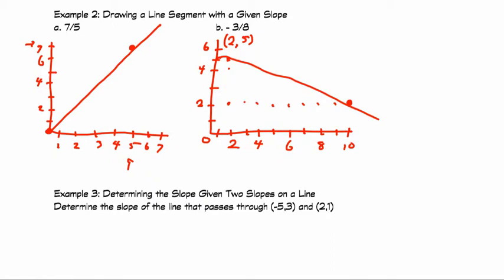So to draw a line segment with a given slope, you just start at any point and you do your rise. In this case it was -3, so we went down 3 and then over 8. So here you see our second point is 10, 2.